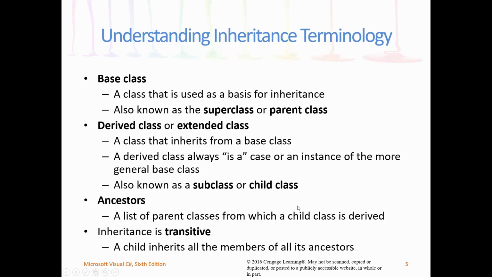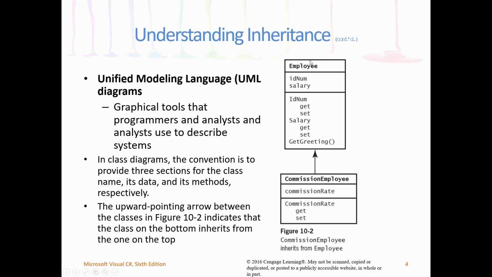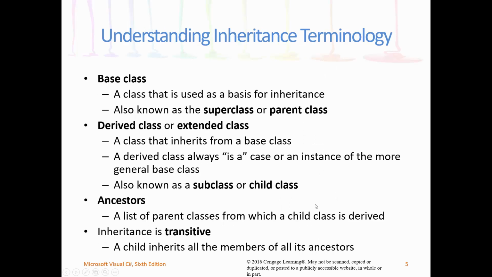So if we looked at the examples that were right here, employee is called the base class or parent class. Commission employee can be called the extended class. Sometimes it's called the child class. Sometimes it's called the subclass. It goes by different names. I guess they have their derived class here too.